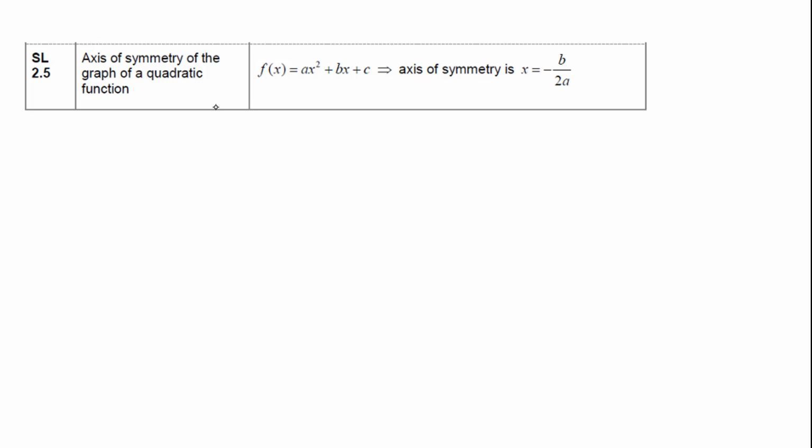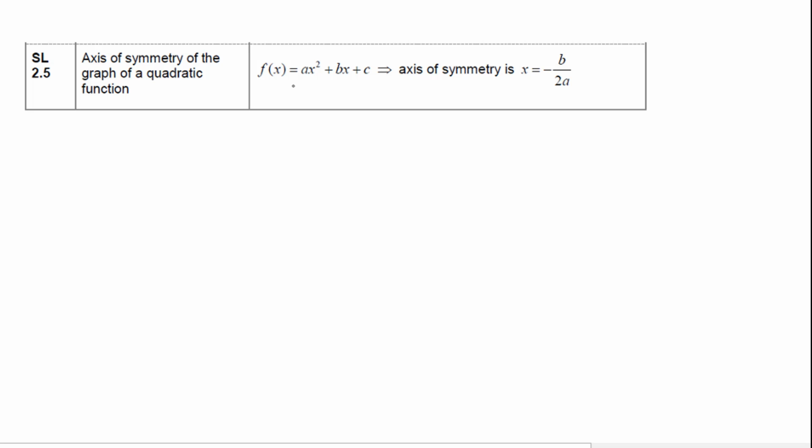This video is about quadratic function. Let's look at the formula about quadratic function. For SL 2.5, axis of symmetry of the graph of a quadratic function. This is the only information for IB exam in SL level.